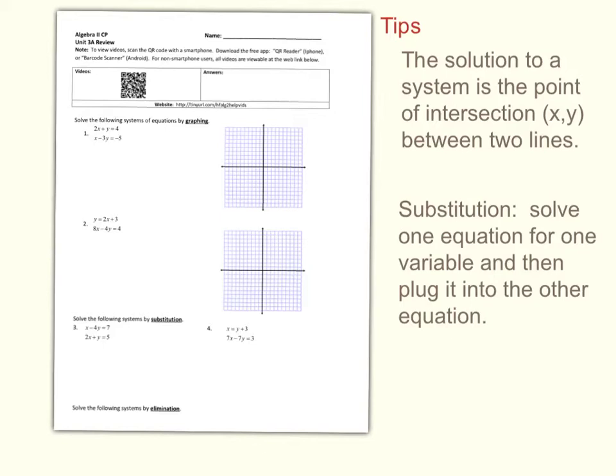Alright, for the tips you see to the right here, it says the solution to a system is the point of intersection, x, y, between two lines. And this is something that is often forgotten by students. When you're solving a system, what you're finding is the point, the x-y coordinate, where the two lines actually intersect. So when I graph it, I visually see that intersection point, and that's going to help me really understand what a system solution is. The other ways, substitution and elimination, are algebraic ways, but essentially I'm still doing the same thing. I'm finding the point of intersection between two lines.